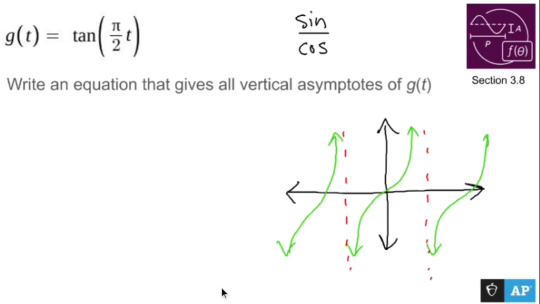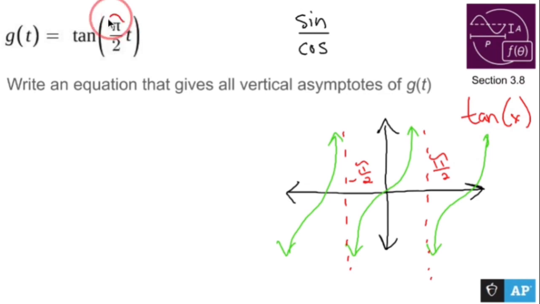Our vertical asymptotes for tangent occur at negative pi over 2 and pi over 2. So the period of a regular tangent function is pi, because negative pi over 2 to pi over 2 is pi.